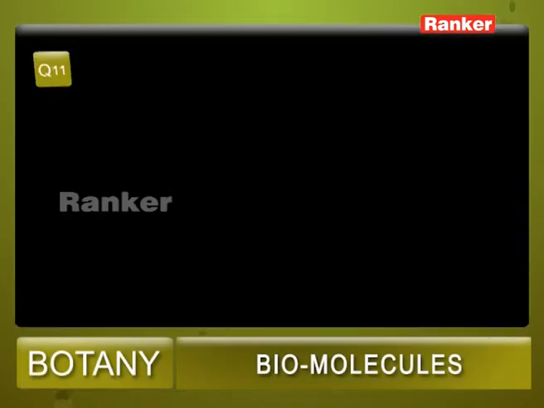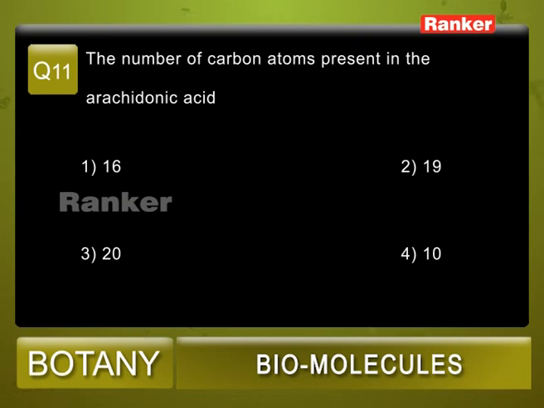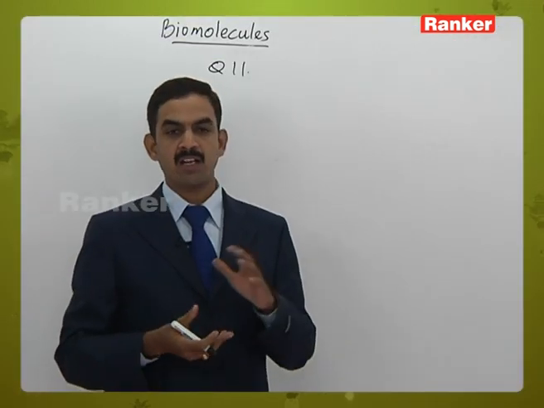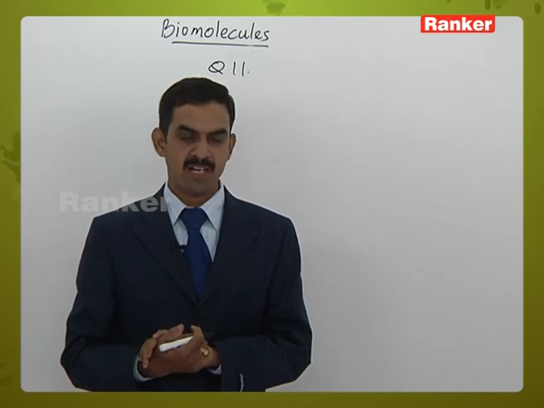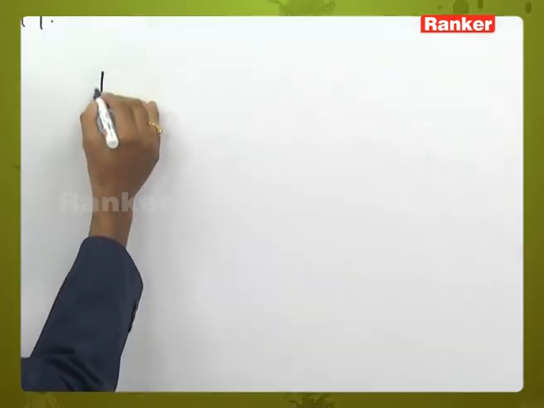Question number 11, the number of carbon atoms present in the arachidonic acid. Options 1, 16, 2, 19, 3, 20, 4, 10. Okay, here arachidonic acid is a type of fat. It's a type of fat.